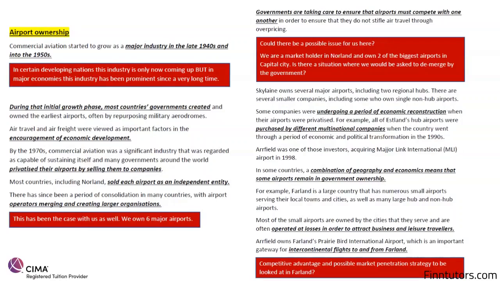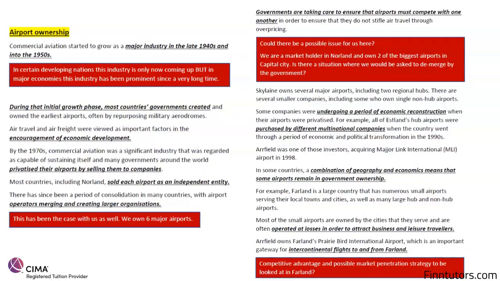So Skylane owns several major airports, including 2 regional hubs. We know that Skylane is our major competitor. They are way smaller than us, but still our closest competitor. Some companies are undergoing a period of economic reconstruction when their airports were privatized. For example, all of Estland's hub airports were purchased by different multinational companies. Arrfield was one of the investors. You acquired your Major Link International Airport, MLI.